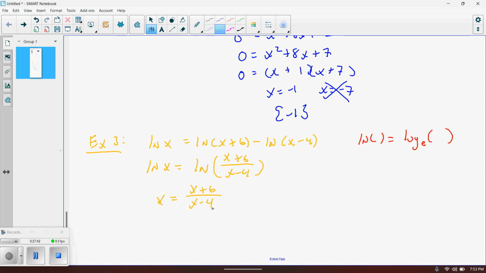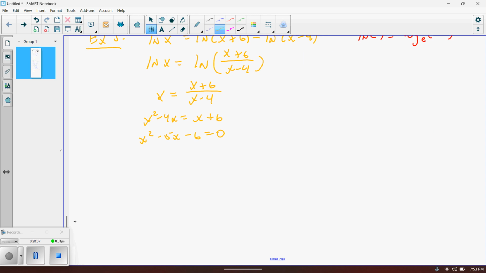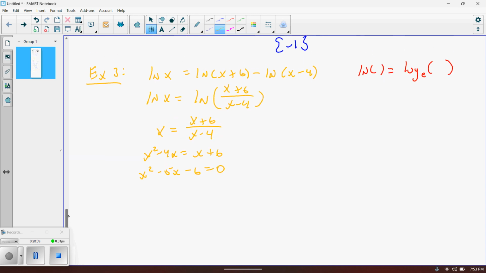All right, so probably the easiest way to do this is to multiply both sides by x minus 4, which will leave us with x squared minus 4x equals x plus 6. Again, it's quadratic, so let's move everything to one side. So we'll have x squared, we'll subtract x, so it's minus 5x, we'll subtract 6, and that'll be equal to 0. So let's go ahead and factor. The nice thing is all of these have factored so far. All right, so that's a minus 6.